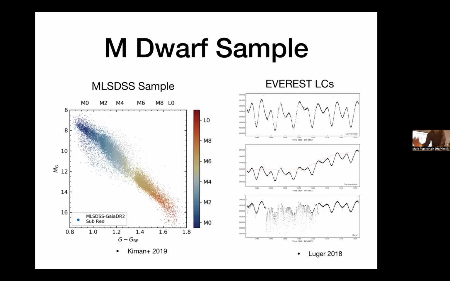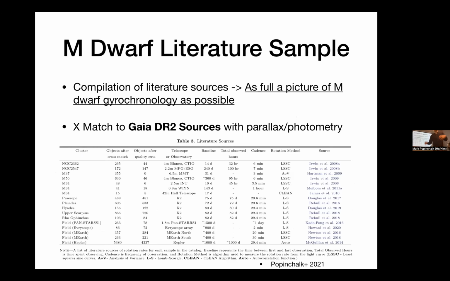Although we measured a few rotation periods, the main part of the project was really drawing from the literature sample of many other rotation period distributions in the M-dwarf regime to try and look at how they change over time. I definitely don't want to read this table, but I'll point you to it if you are interested in learning more in my 2021 paper.